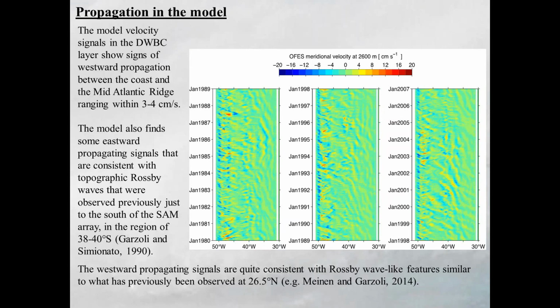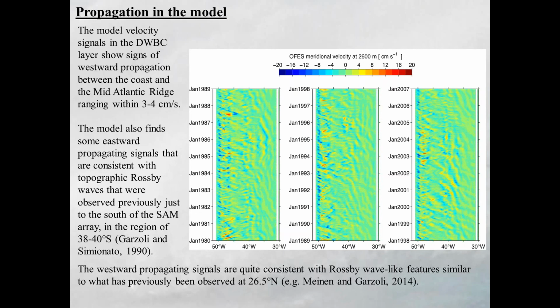So very briefly, these are now Hovmöller plots of the velocity at 2,600 meters, kind of the heart of the deep western boundary current layer from the model. And basically what you see here is that we're seeing westward propagation of features. Some of them show up really nicely in these. So you can see as time increases upward, you can see these westward propagations. This is just 3 different 9-year chunks from the model. And so you can see different events where you can see nice westward propagation.